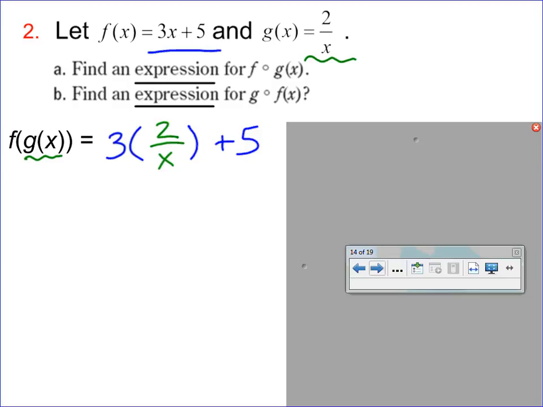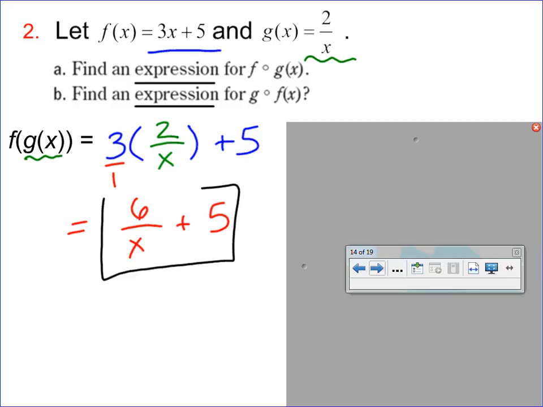Now I'm ready to simplify. So it looks like I can just do a fraction. So I slap that 3 over 1 and go straight across. 3 times 2 is 6 over 1 times x is x. So my final answer is just a new function. f of g of x is 6 over x plus 5. We took my innermost function, we stuffed it into my outermost function where it accepts inputs. I guess you could say that's pretty sweet.